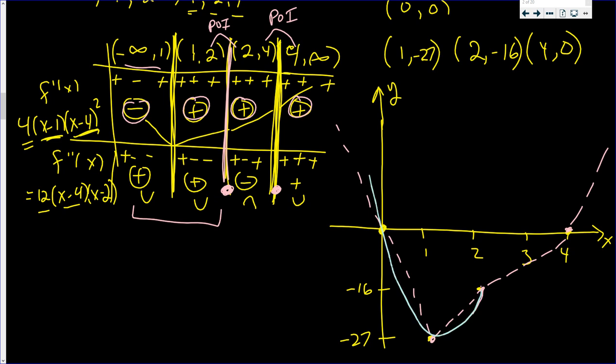Concave upward. Nice U shape. After 2, from 2 to 4, I'm concave down. So I go like this. And then after 4, I'm concave up. I go that way.